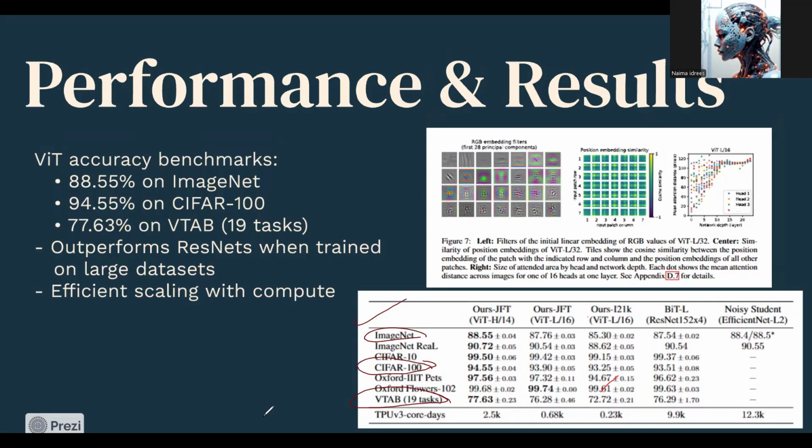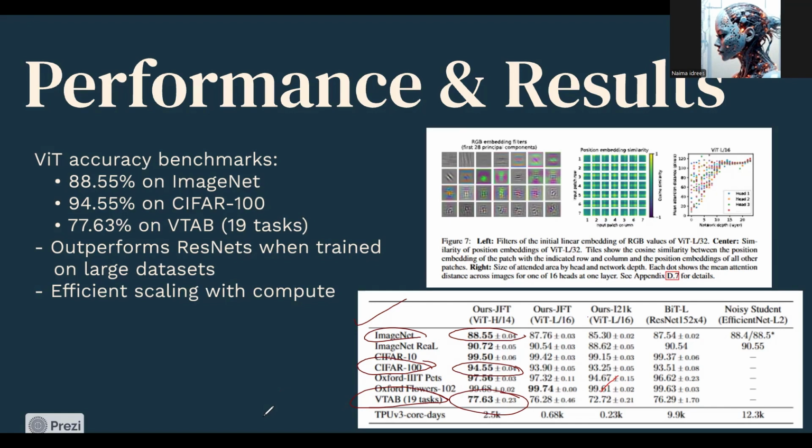For the Vision Transformer, when we applied it on ImageNet, we achieved 88% accuracy. On CIFAR-100, which is 60,000 tiny images with 100 classes, we got 94% accuracy, which is good. And for VTAB, with 19 tasks, which is actually a mixture of different datasets, Vision Transformer gets 77.63% accuracy.